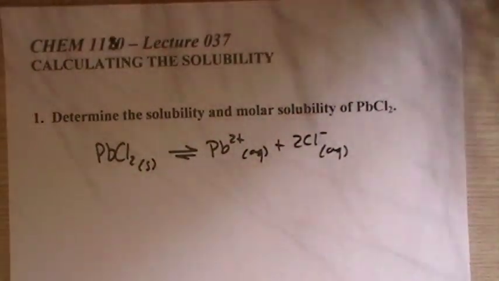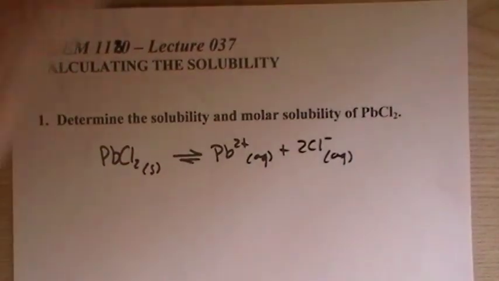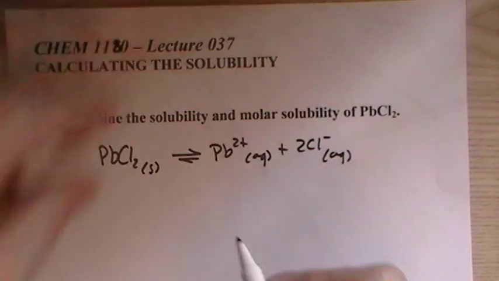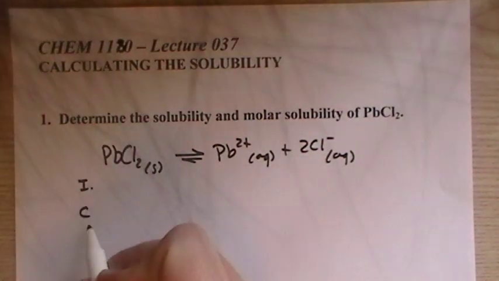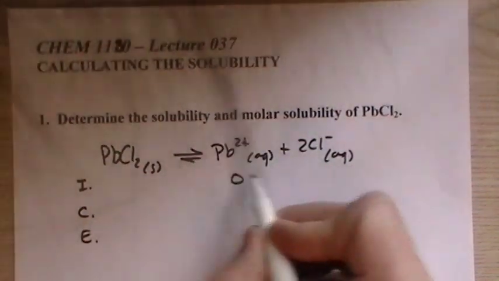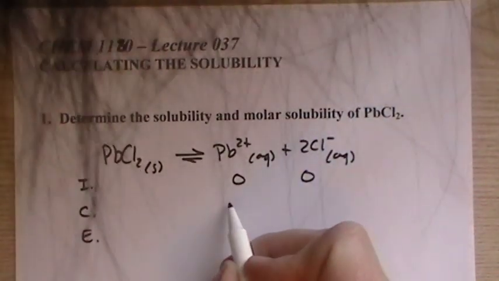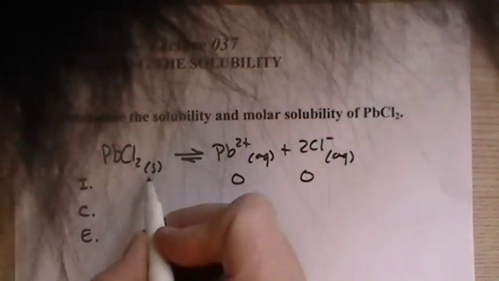So here we are, we have our KSP expression, and we have our initial, our change, our equilibrium. We have 0 of the ion. Then there's a minus here, but since it's solid, we don't concern ourselves with it. Plus 2x, x, and 2x.